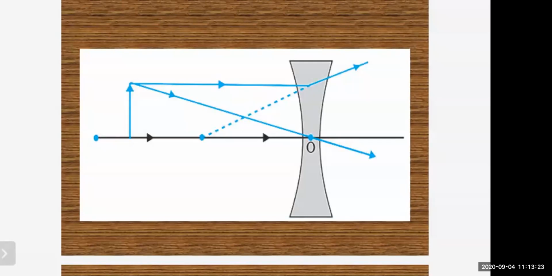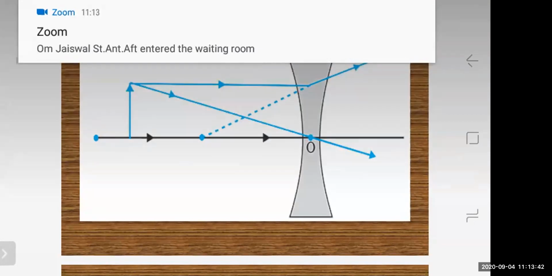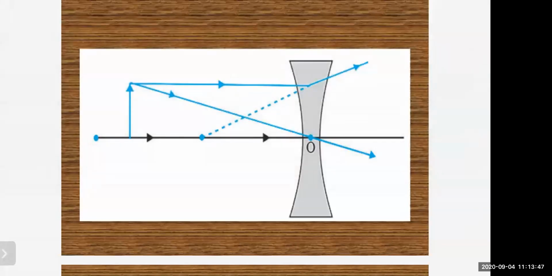Okay, so the sign convention regarding the measurement of distances parallel to the principal axis, and those perpendicular to the principal axis, are the same as for a spherical mirror. So hence the focal length of the convex lens is positive and that of a concave lens is negative. So how is the focal length? It is positive for the convex lens, and the focal length is negative for the concave lens.